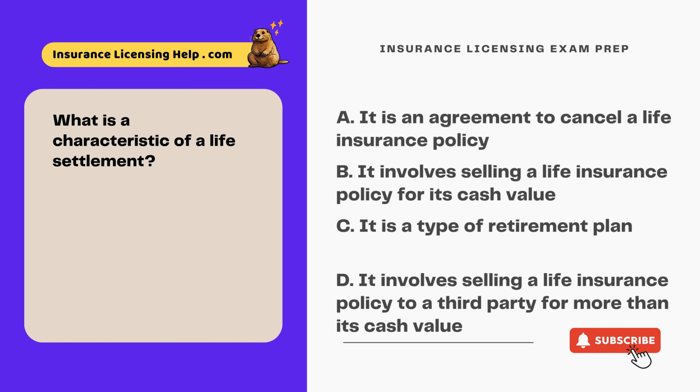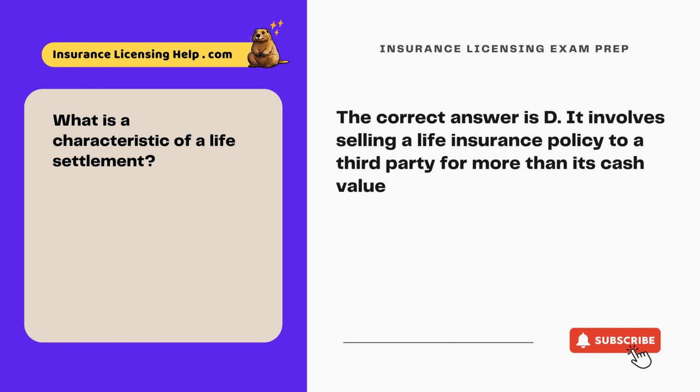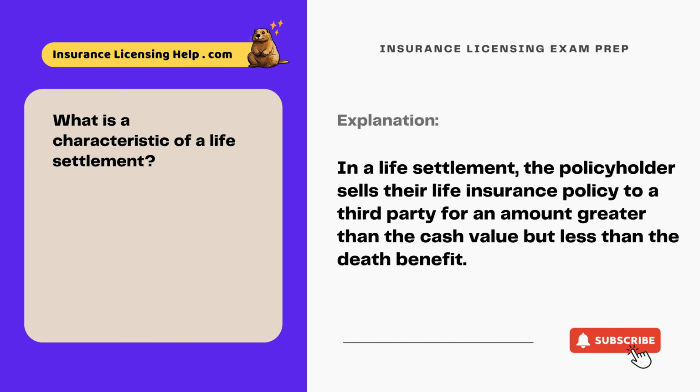What is a characteristic of a life settlement? A, it is an agreement to cancel a life insurance policy. B, it involves selling a life insurance policy for its cash value. C, it is a type of retirement plan. D, it involves selling a life insurance policy to a third party for more than its cash value. The correct answer is D. It involves selling a life insurance policy to a third party for more than its cash value. In a life settlement, the policyholder sells their life insurance policy to a third party for an amount greater than the cash value but less than the death benefit.